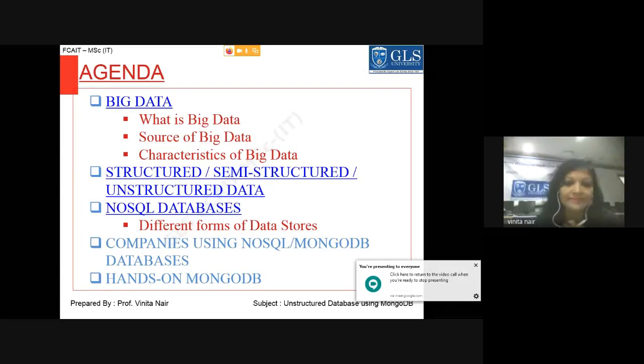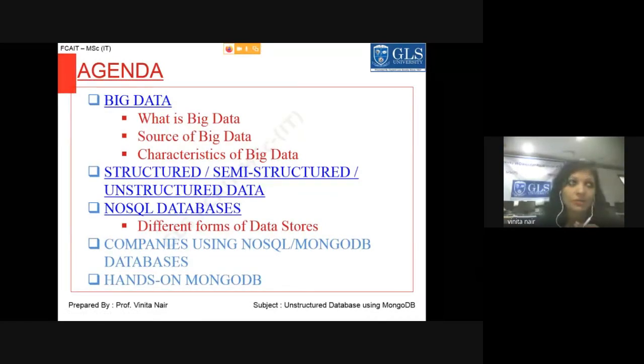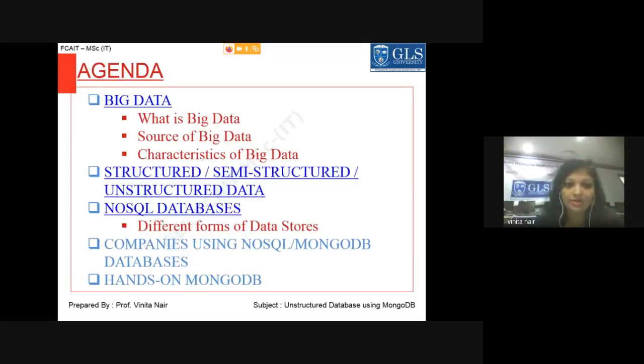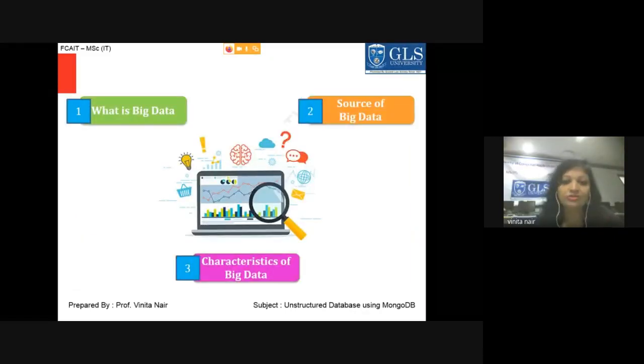So I was asking you, what is big data? I can say that it is data which is very big, fine. But how will we define big data? We know that something big in size is big, but how can we measure data in terms of big data? So we will be discussing what big data is, the source of big data, and the characteristics of big data. These are the topics we will be covering ahead.